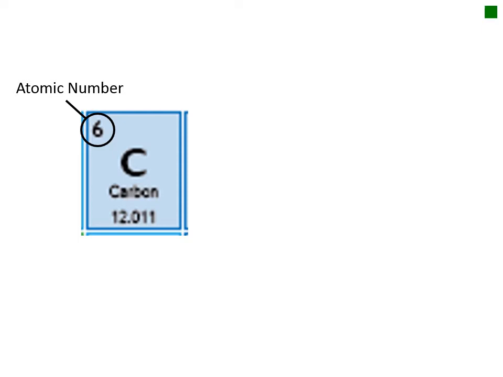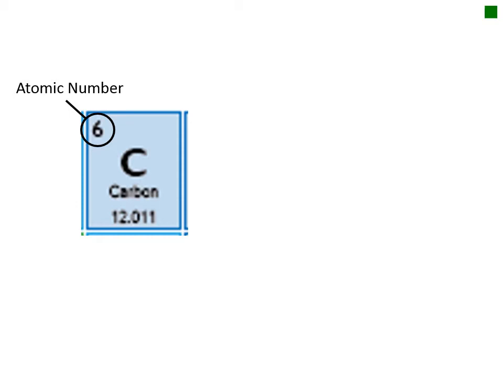If that number changes, it is no longer the same element. So in this example, we see carbon has an atomic number of 6. Thus it has 6 protons. If it magically gained 2 protons to give it 8, it would no longer be carbon, but would now be an atom of oxygen.